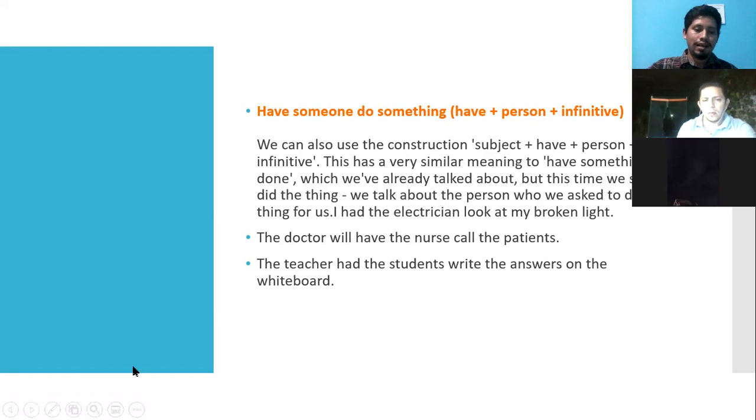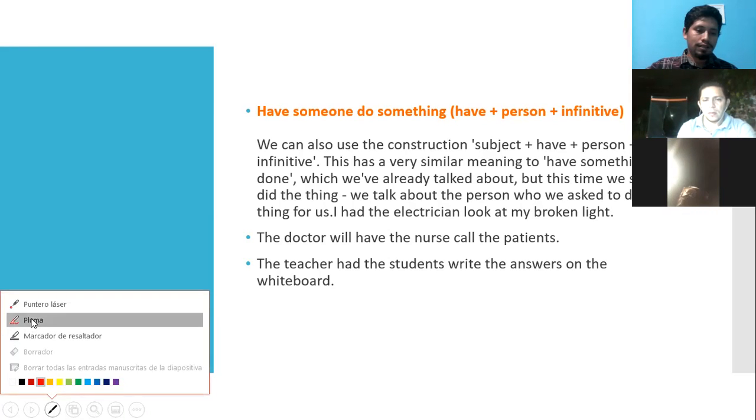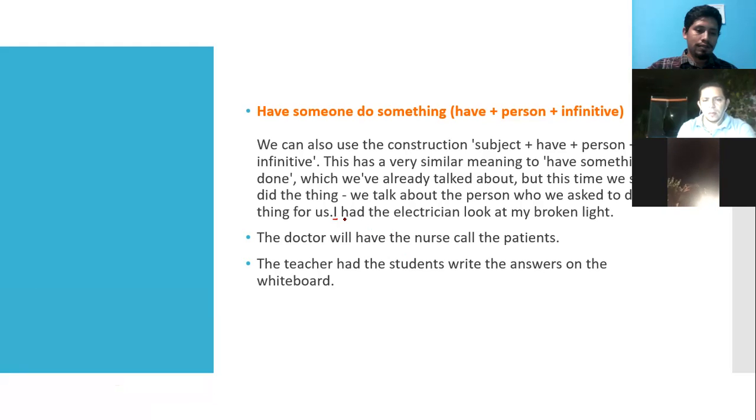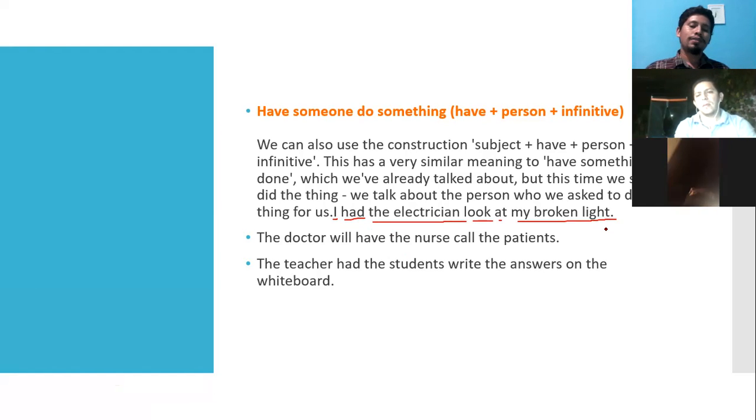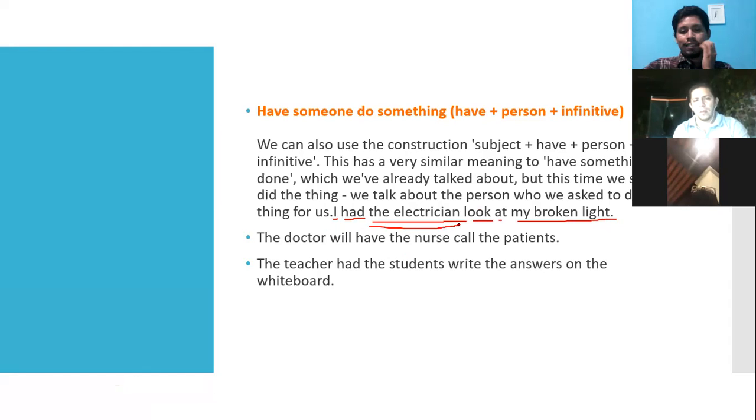Check out this example. It says, I had the electrician look at my broken light, okay? I had the electrician look at my broken light. If you notice there, we're using the structure, but who is the person that did that action? Well, in this case, the person is the electrician, okay? He is the one, or maybe it could be she. She's the one that did this action, look at my broken light, okay?